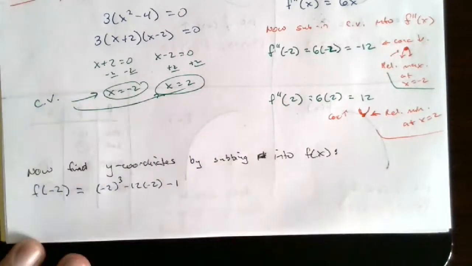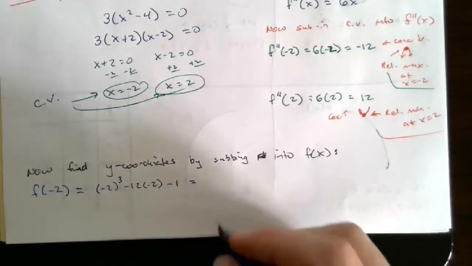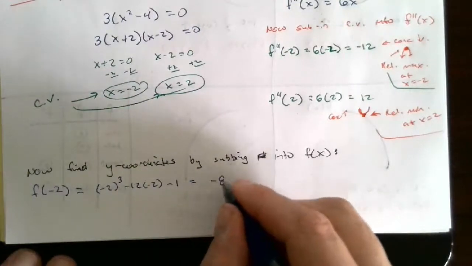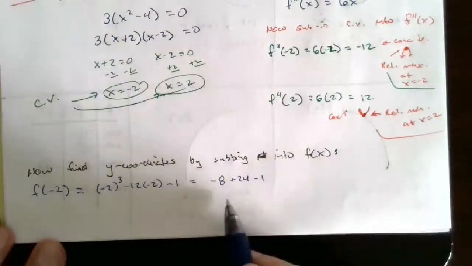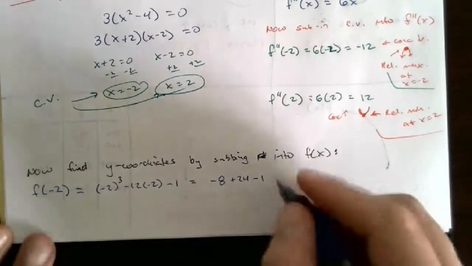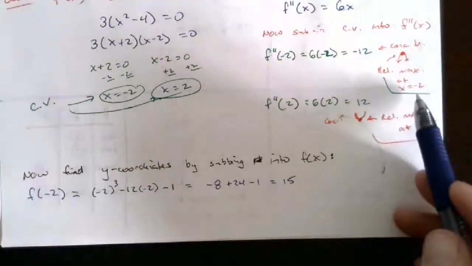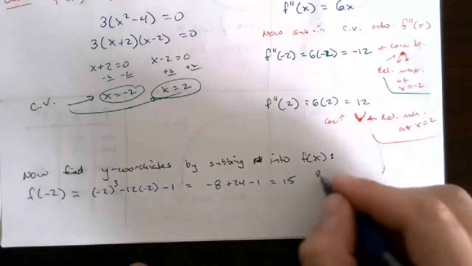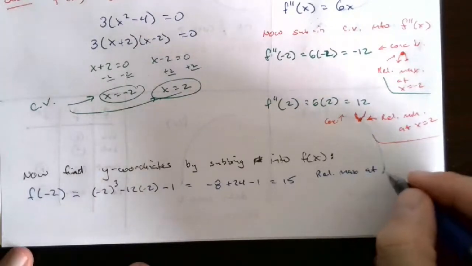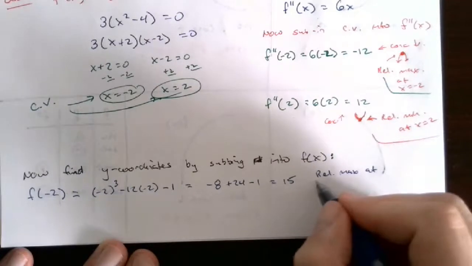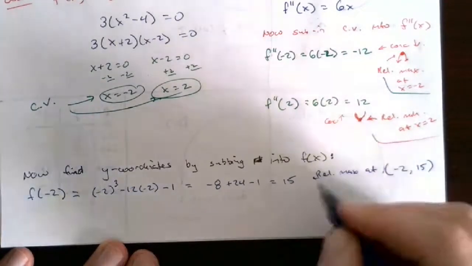And you can calculate this here. This is going to equal -8, and -12 times -2 would be plus 24, minus 1. -8 plus 24 would be 16, minus 1, so this equals 15. So we have a relative, what was it at -2? A relative max. So we have a relative max at x equals -2. The relative max is 15. So the coordinates I'd use is -2, 15.